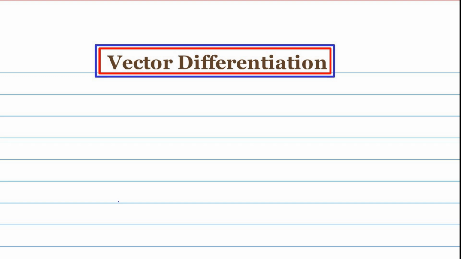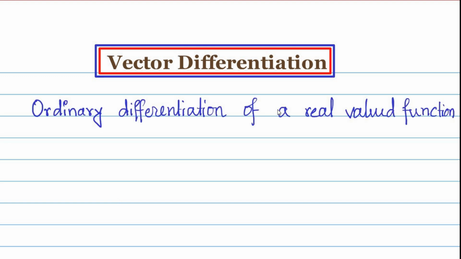Let me remind you about the ordinary differentiation of a real valued function. Let's call the function f of x. And the way we used to define the differentiation of a real valued function is as follows. So the notation is that you write d dx like that. So remember d dx is like an operator, df over dx.